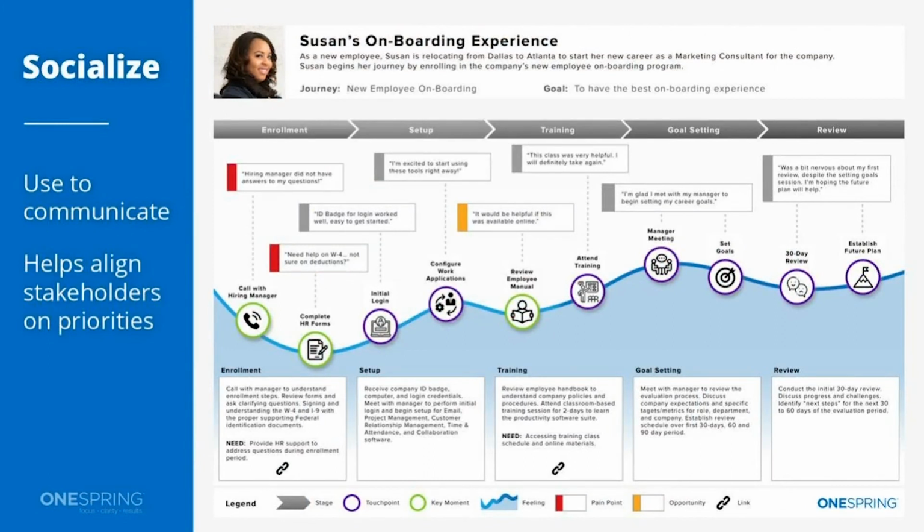So in this example, you can see how, again, going back to the full map with all of the different pain points and opportunities, a customer journey map is an incredibly valuable tool to better understand not only the needs of your users, but ultimately to use as an organization to better communicate and help align stakeholders on priorities.